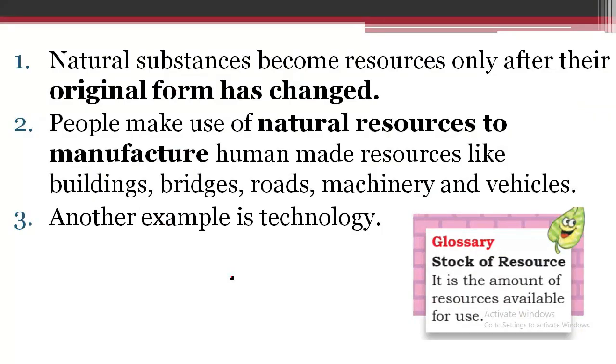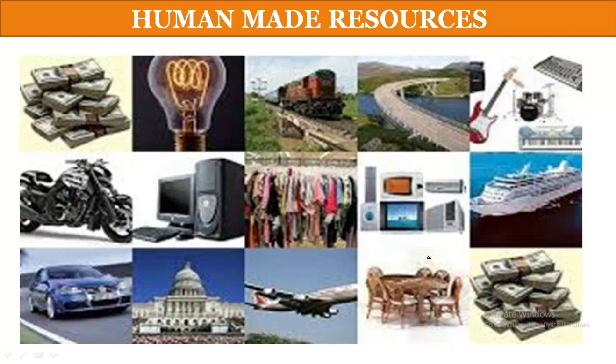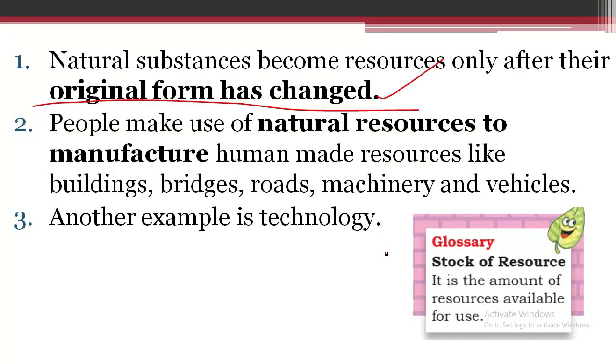Let's move ahead and see that natural substances become resources only after their original form has been changed. This is what we were actually talking about. Let us get back to this image and we'll try and figure out this very aspect. Now I would like you to focus on this image, dear students. In this image you will come to see furnitures like chair, table, etc. I just want you to remember this image. Now let us get back to this sentence. Natural substances become resources only after their original form has changed.